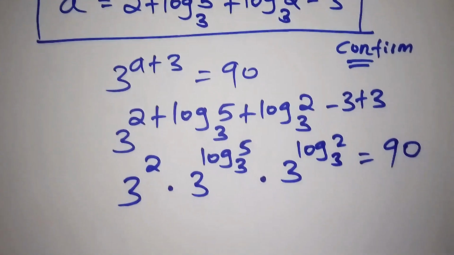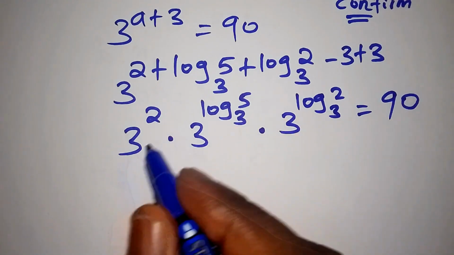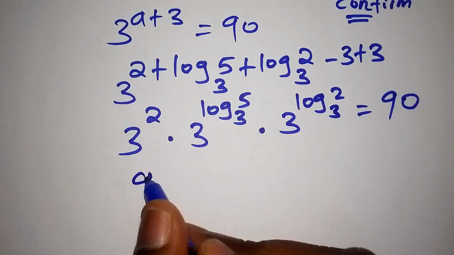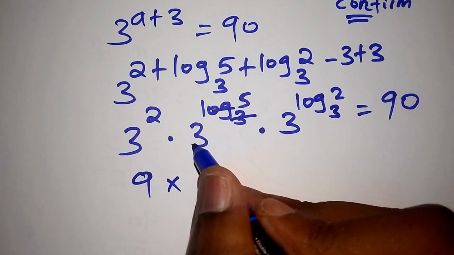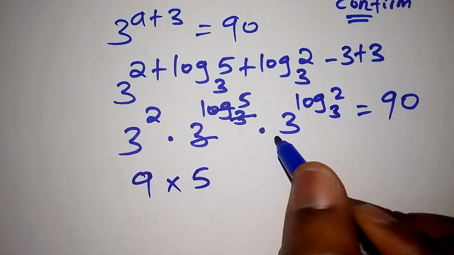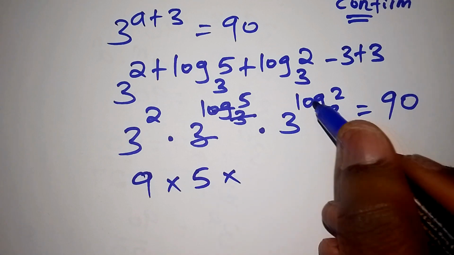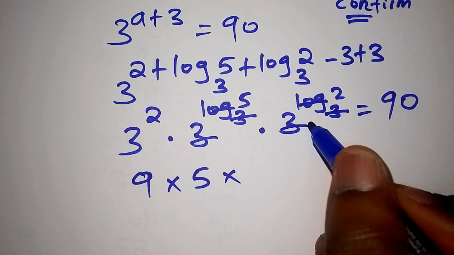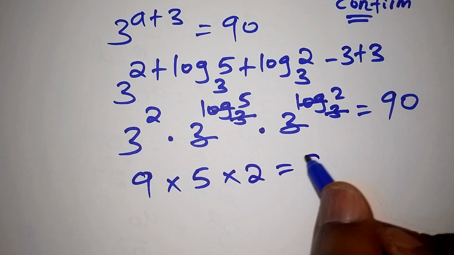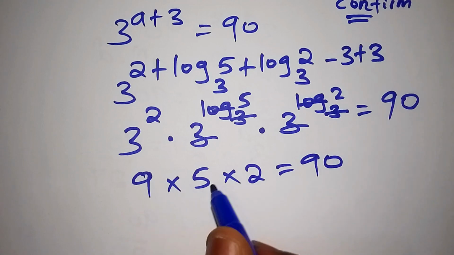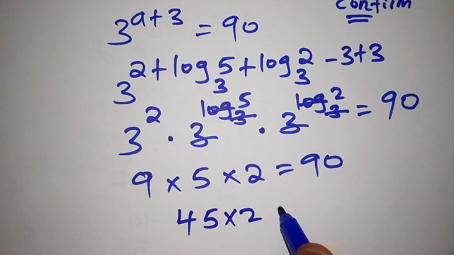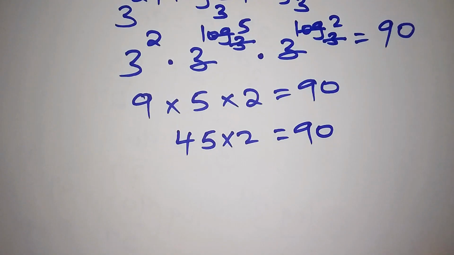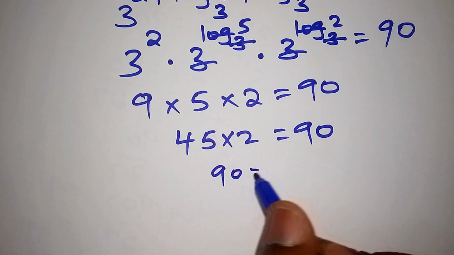So 3 to the power of 2 is 9, then multiplied by, the log to the base of 3 cancels this 3, so we have 5, then also multiplied by, the log to the base of 3 cancels this 3, 2, equals 90. So 9 multiplied by 5 is 45, multiplied by 2 gives us 90, which equals 90.